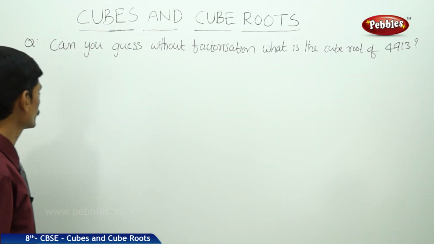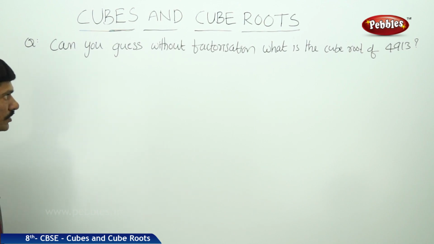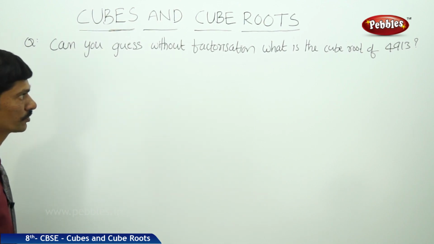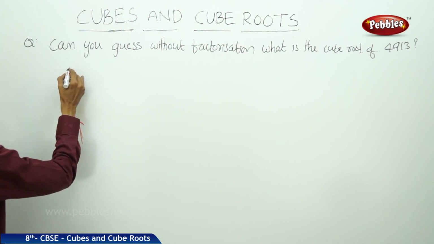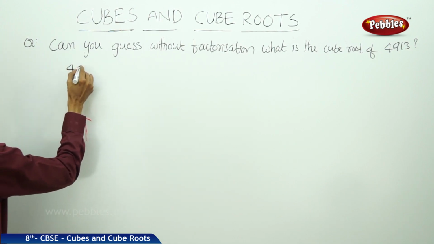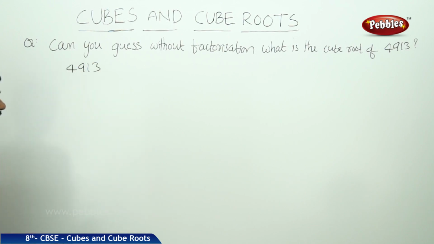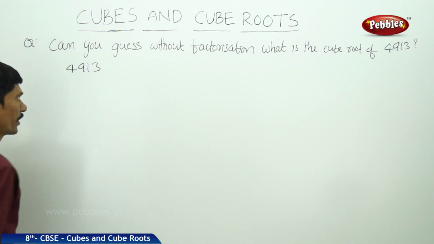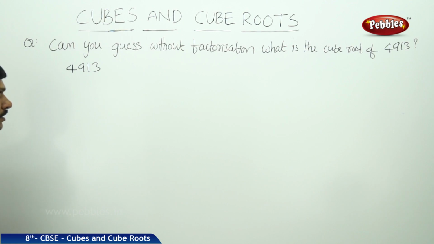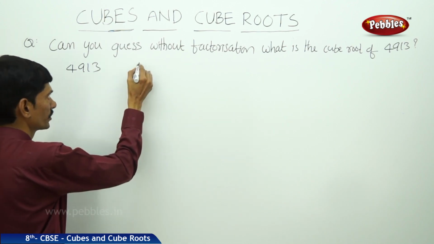Now let us solve the next question. Can you guess, without factorization, what is the cube root of 4,913? We will take the given number 4,913, but without factorization we have to find the cube root. How do we find the cube root without the factorization method? There is another method called the estimation method.